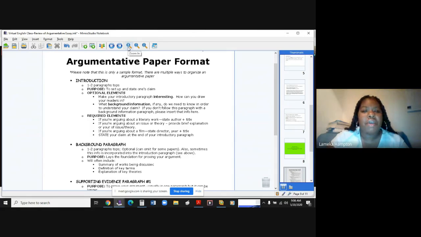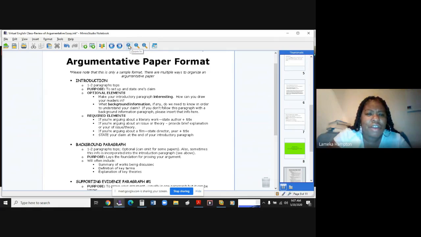So it says argumentative paper format. In essence, as I stated before, there are many different ways to organize an argumentative essay. I like this particular format simply because it gives you a full breakdown of what to include in your argumentative essay. And again, these are the things that we talked about yesterday. As I always tell my students, in the event that you didn't believe anything that I said, you have it right here. I have supported evidence and I have provided proof and substantiated my claim here.